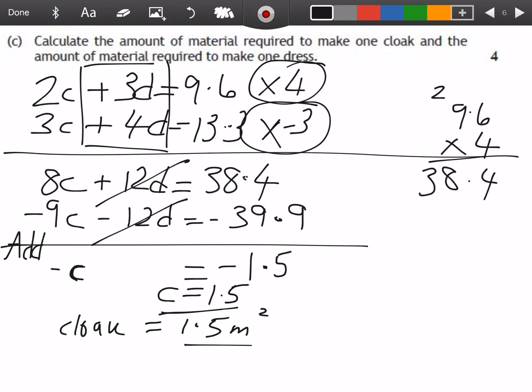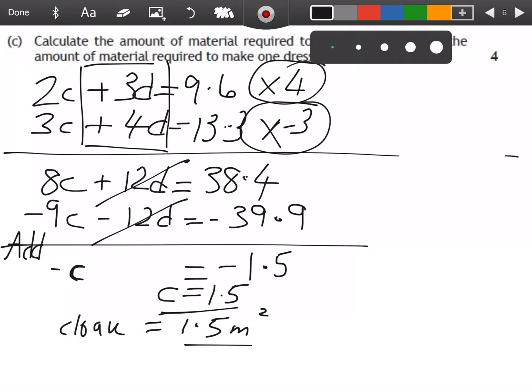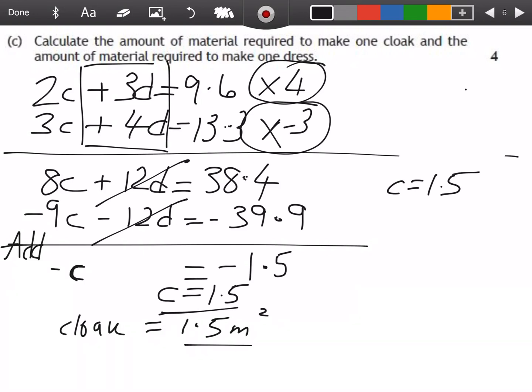Is this question finished? No, it's not, because remember simultaneous equations has two unknown values. We now need to go back and find out what the value of D is. Okay, I'm going to rub that wee sum out and I'm going to show us how to go back and find the value of D. To find the value of D, we sub in the value of C. So we already know that C is 1.5, we've just worked it out.